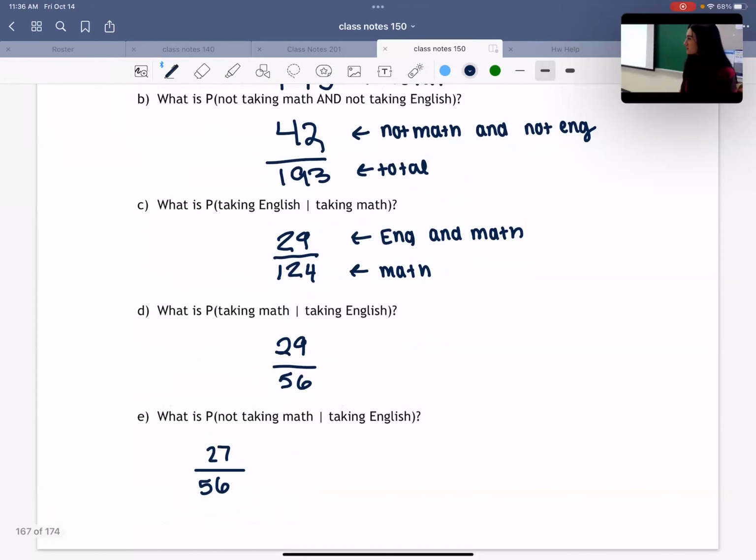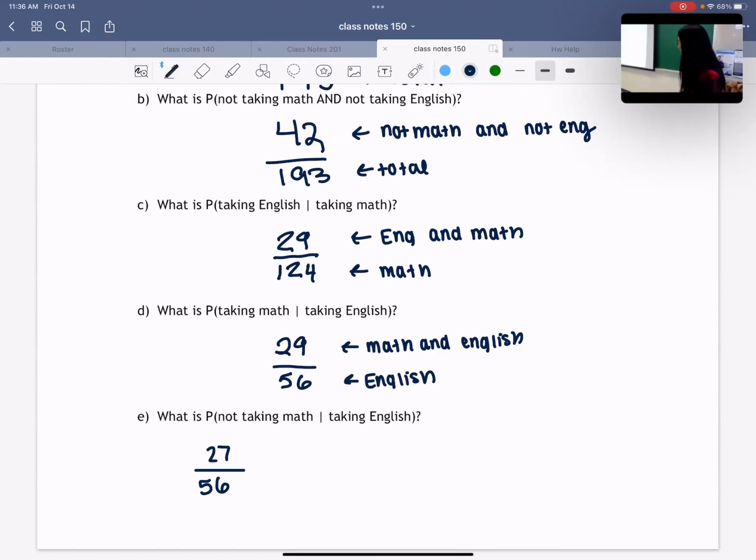All right, part D, taking math, given that we took English, so we switched around part C. Who wrote up this one? Was that Emily? Do you want to explain how you got this one? How many people take. Perfect. Okay, so it's the same as part C, but the bottom is different.